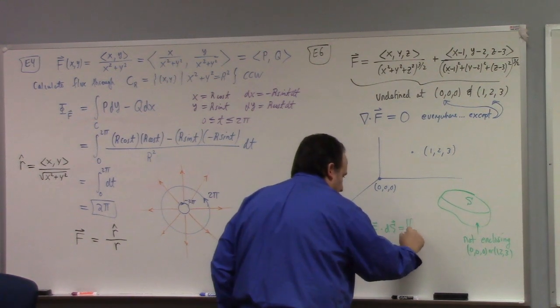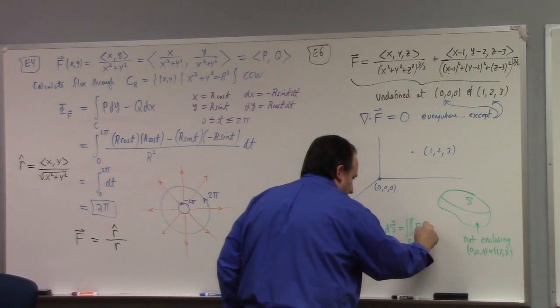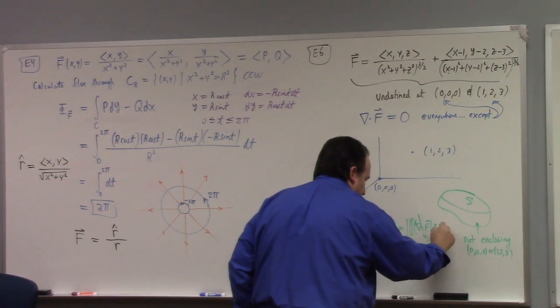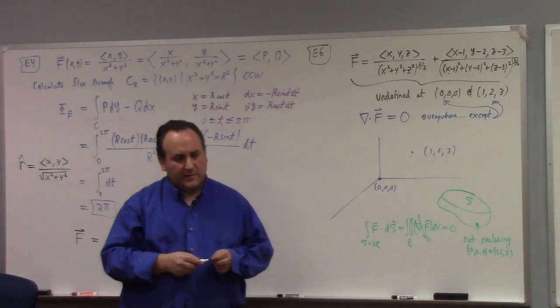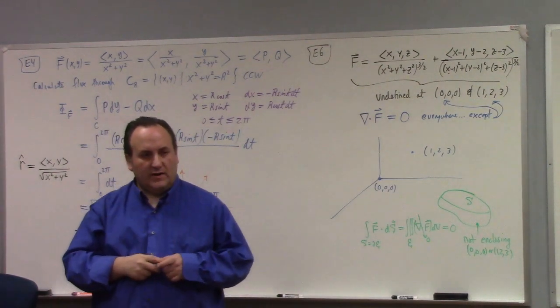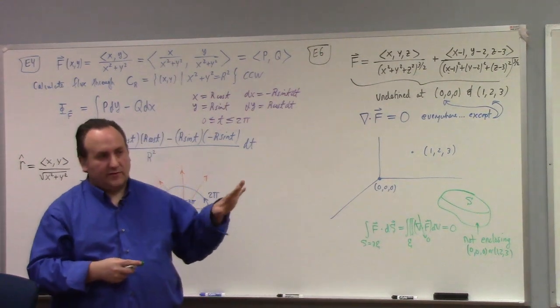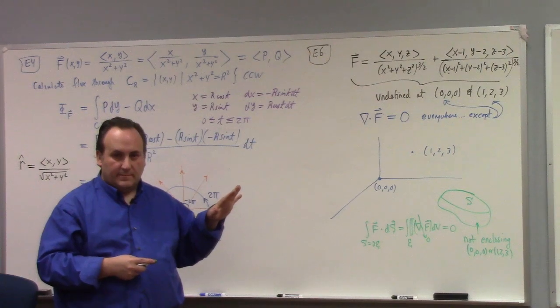Well, it's just the triple integral over the region which it bounds, and the divergence of F is what? It's 0, so it's equal to 0. The flux through that is 0. Again, assuming that that is a closed surface which doesn't include the origin or 1, 2, 3. Does that make sense?